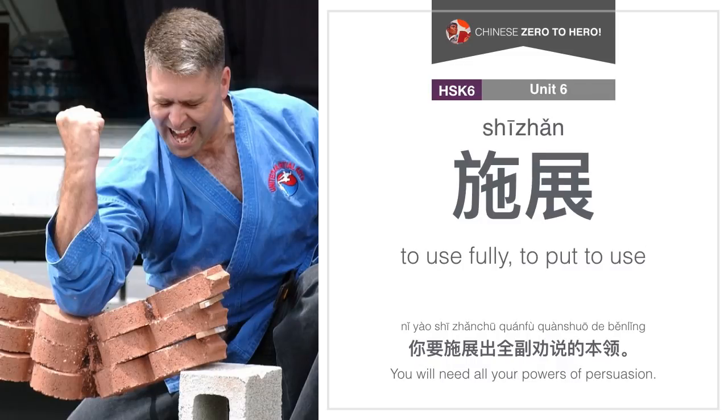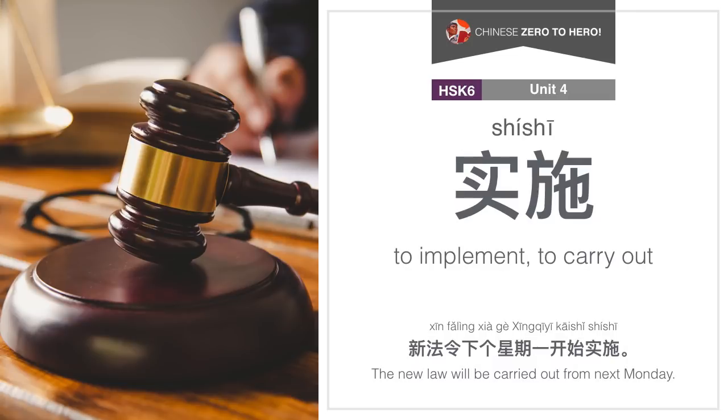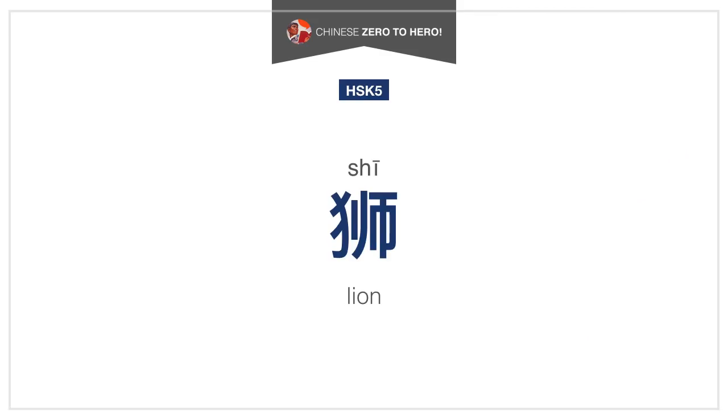施展, which we learned in HSK 6, means to use fully or to put to use. 你要施展出全副劝说的本领. You will need all your powers of persuasion. 实施, which we learned in HSK 6, means to implement or to carry out. 新法令下个星期一开始实施. The new law will be carried out next Monday. 狮, written like this, means lion.